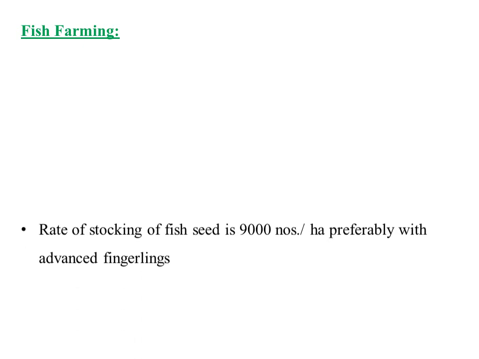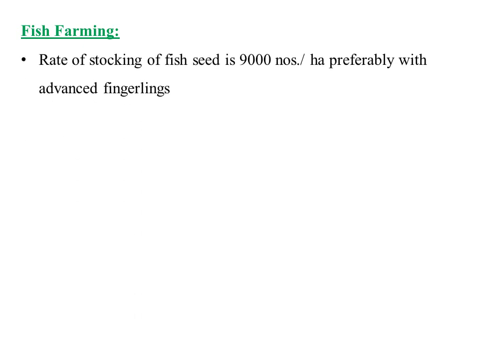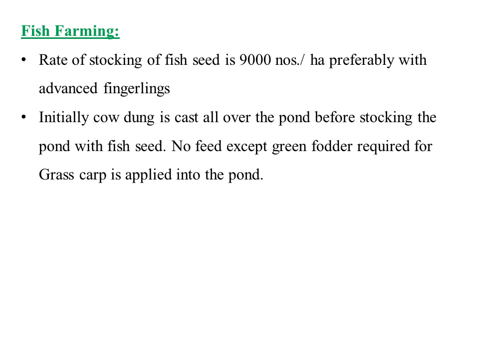Then fish farming. For the cattle and fish integrated farming, the rate of stocking of the fish seed must be 9,000 numbers per hectare, preferably with advanced fingerlings. In this pond, there is no need for chemical fertilization, and the cow should be brought to the shed about 2 months prior to the stocking of the pond with the fishes. Initially the cow dung is cast all over the pond before the stocking of the pond with the fish seed. So there is no feed required except green fodder, which is applied into the pond for the grass carp.